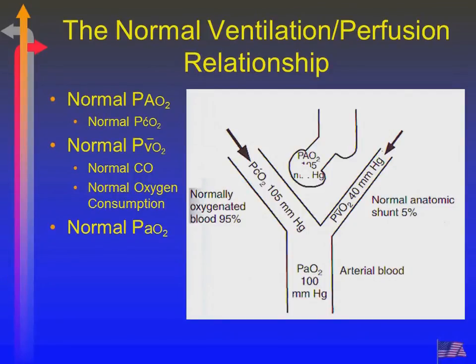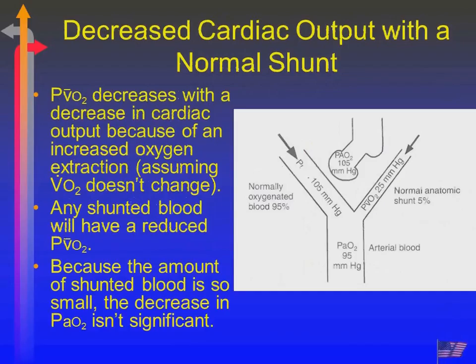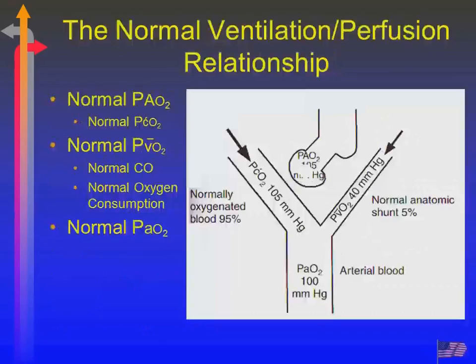Okay. Now we're going to alter that. Now we're going to change things around. First of all, we're going to make it so that we have the normal amount of shunt present. If you look at the alveolus here on the right-hand side, that's basically depicting the anatomic shunts that you have: thebesian veins, bronchial veins, pleural veins. There's 5% of the blood flow going by, and that PVO2 of 40 is mixing in.